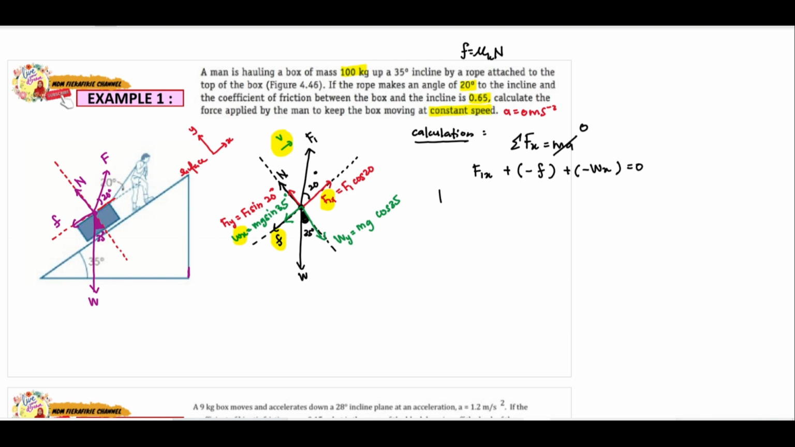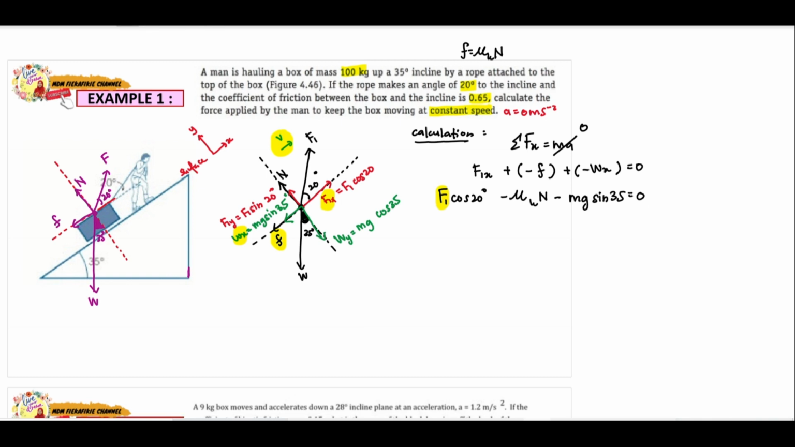So kita pun tulislah semuanya. So F1 cos 20 degree minus mu, okay, friction mu Kn. Okay, so sekarang kita nak kira F1. So plus, so ini akan jadi negatif lah. Saya terus tulis negatif mg sin 35 equal to 0. So sekarang kita nak cari apa? Kita nak cari F1. So we want to find F1.